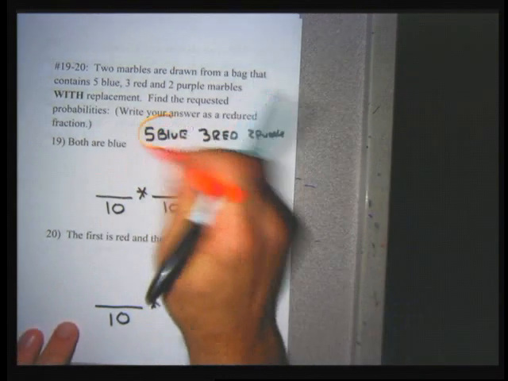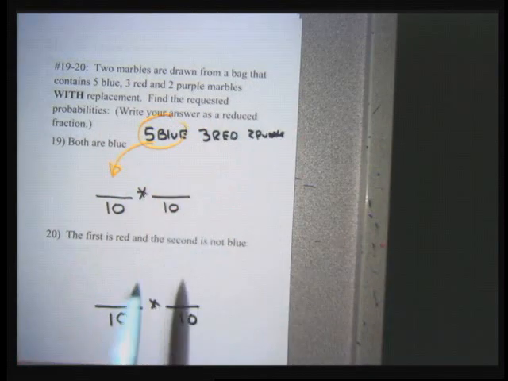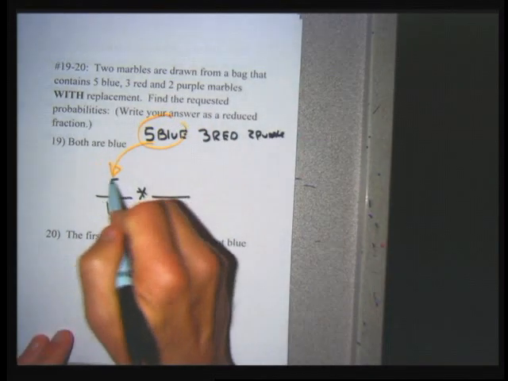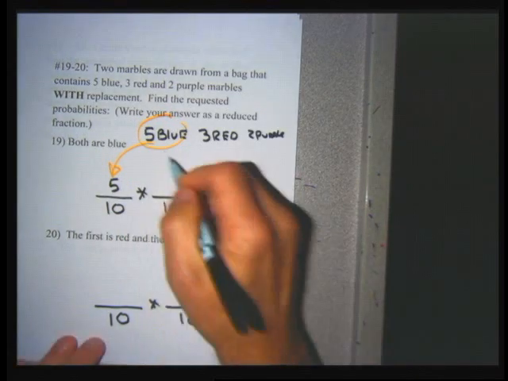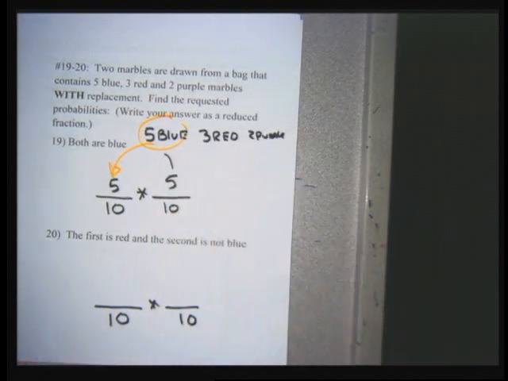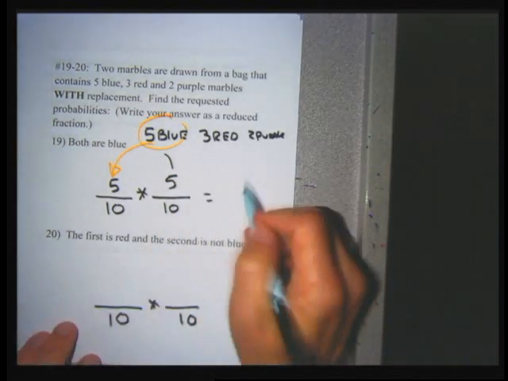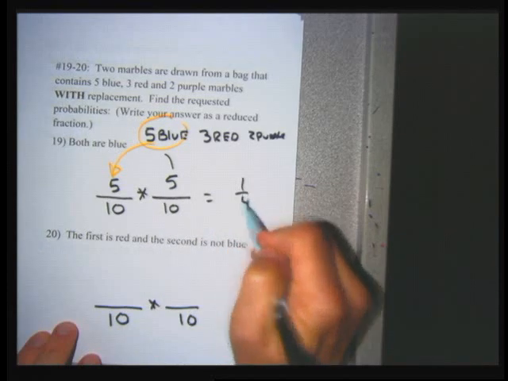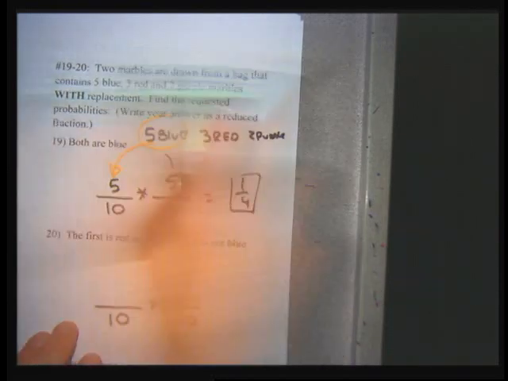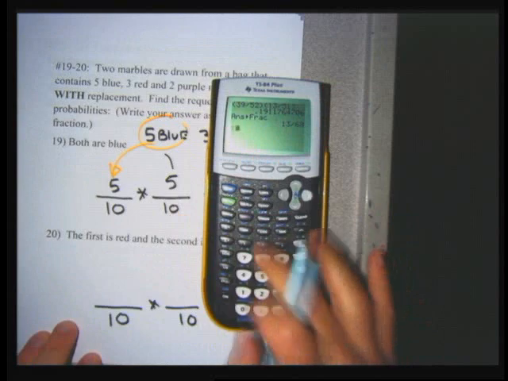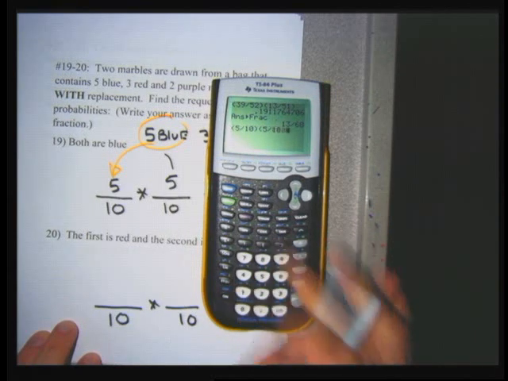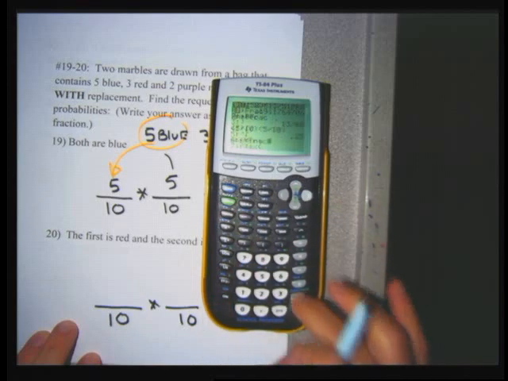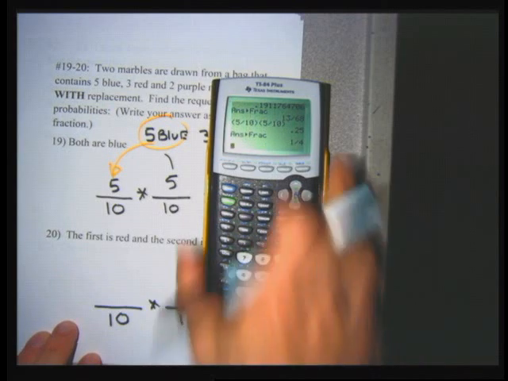For the first choice, I need the marble to be blue, and we have 5 blue marbles in that bag. Regardless of which of the 5 blue marbles I pick, I put it back in, there's still going to be 5 to choose from on the second time. So both are going to be 5 over 10, and this is going to come out to be 1 over 4. I'll do it on my calculator just so you can see. So parentheses 5 divided by 10, parentheses 5 divided by 10, math, enter. So it's a 1 over 4.